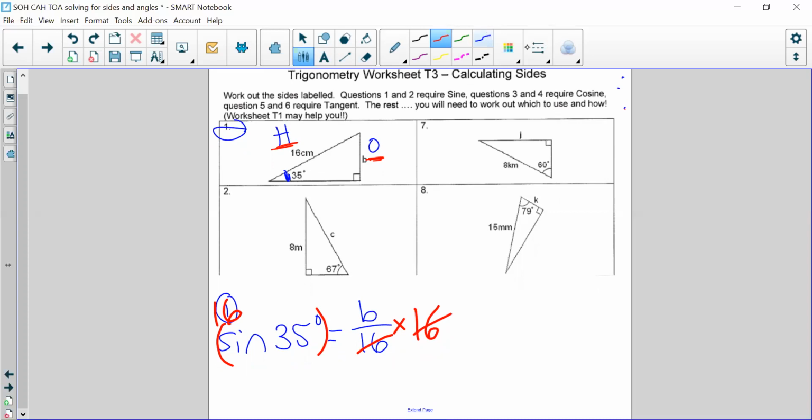You will absolutely need to do this on your calculator because you do not know what sine of 35 is as a ratio, but your calculator does. So 16 times sine 35. Sometimes you have to use brackets. Sometimes you have to close the bracket. So please grab your calculator and play around with this. 16 times sine 35 is giving me 9.177. So I'm going to round that to 9.2. And this triangle is given to me in centimeters, so I'm going to use appropriate units. So I will say 9.2 centimeters is side B.